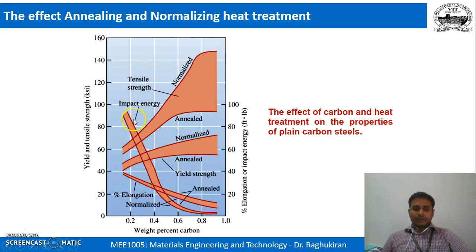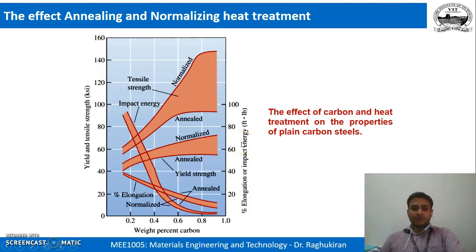Okay, so impact energy. With the increase in carbon, you see the strength basically increases, whereas the impact energy reduces, or its ability to absorb impact energy deteriorates, as the carbon percentage increases, right? Similarly, percentage elongation also reduces with increase in carbon. This is the general understanding of what happens with increase in carbon percentage within the alloy under different heat treated conditions.